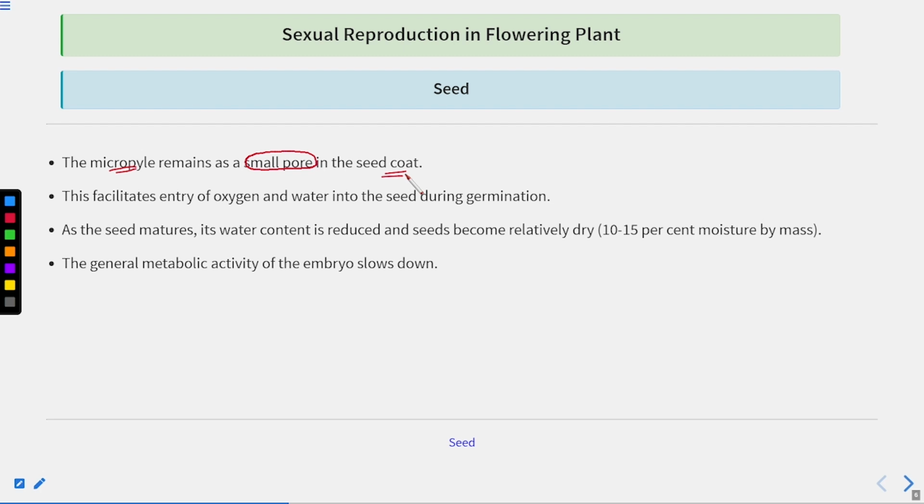Now what is the function of this micropyle? It facilitates the entry of oxygen and water into the seed during germination. So why is oxygen required? To carry out respiration. Oxygen is required to carry out respiration. In respiration, what happens? There is the oxidation of the respiratory substrate.